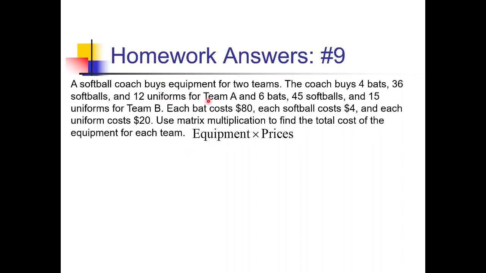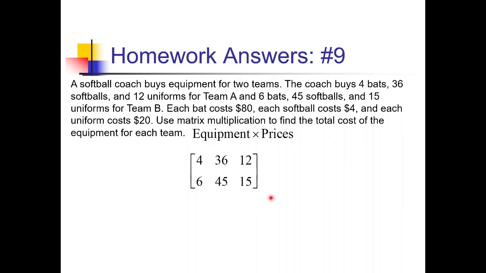So for row A in this, I'm going to have a 4, 36, and 12. This is representing the bats, softballs, and uniforms for team A. And then row B, team B's equipment, that's going to be 6, 45, and 15.